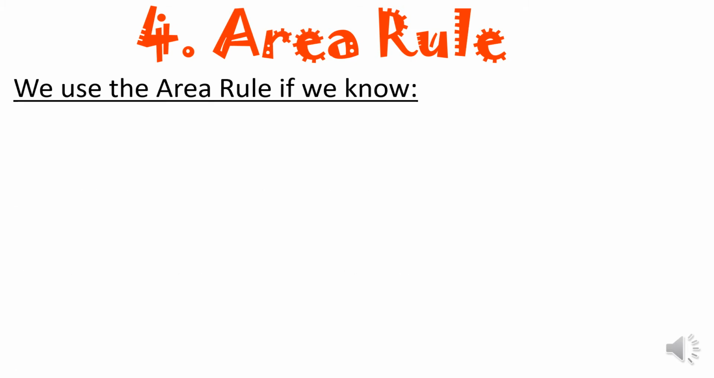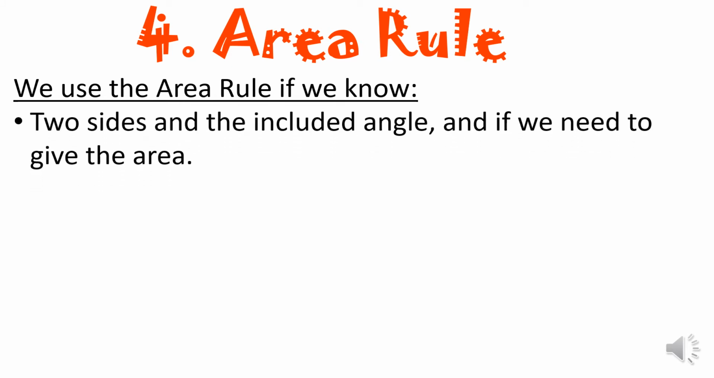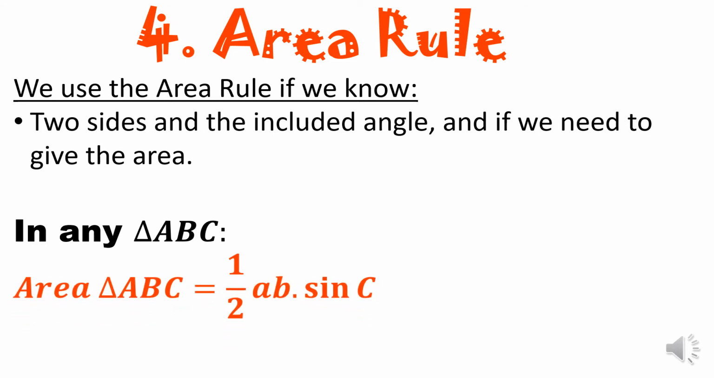Number 4 is the area rule. We use the area rule if we know 2 sides and the included angle, and if we need to give the area. In any triangle ABC, the area of triangle ABC is equal to a half ab times sine C.